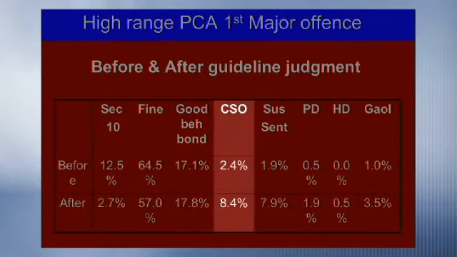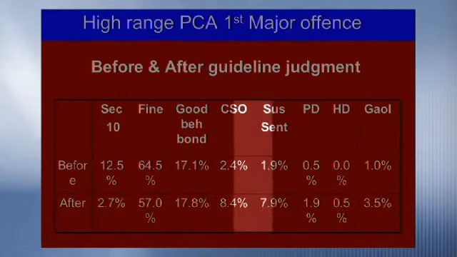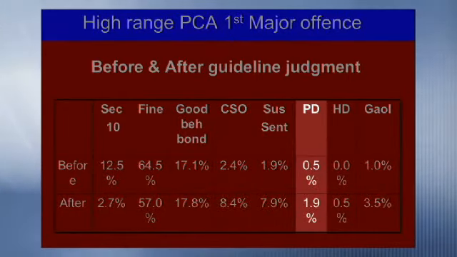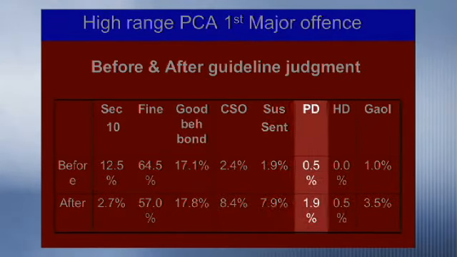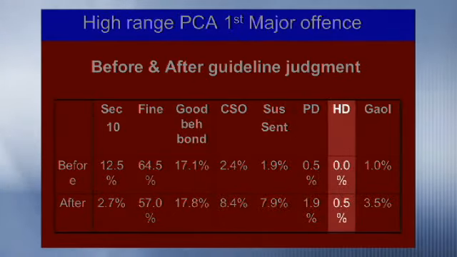CSO is an abbreviation for Community Service Order. This is unpaid work in the community. Periodic detention is part-time jail, 2 days per week, either on the weekend or midweek. Suspended sentence. This is a jail sentence that is not effective unless you breach a good behaviour bond. Home detention is a full-time jail sentence which is served at your home.